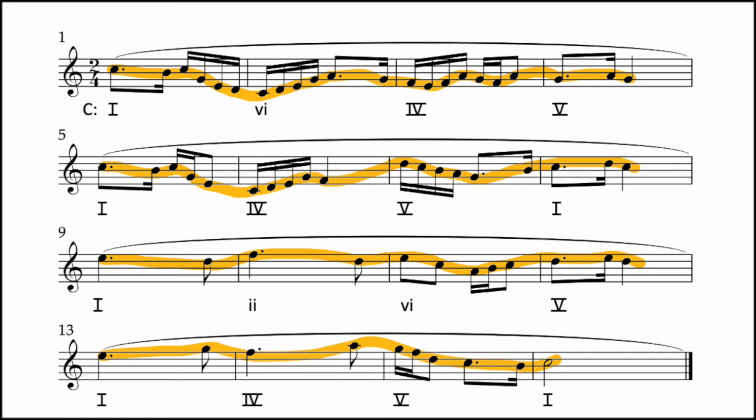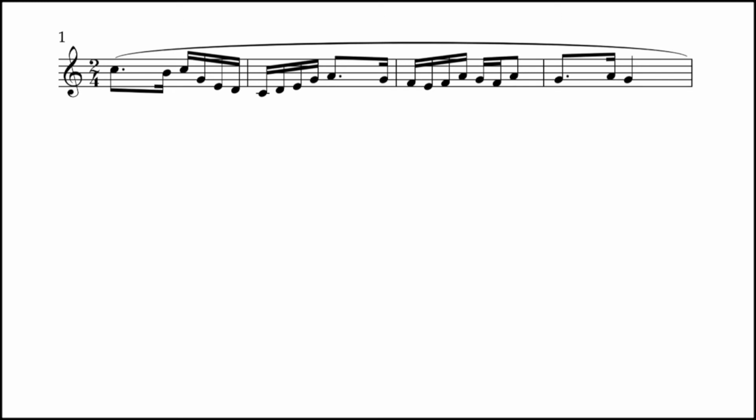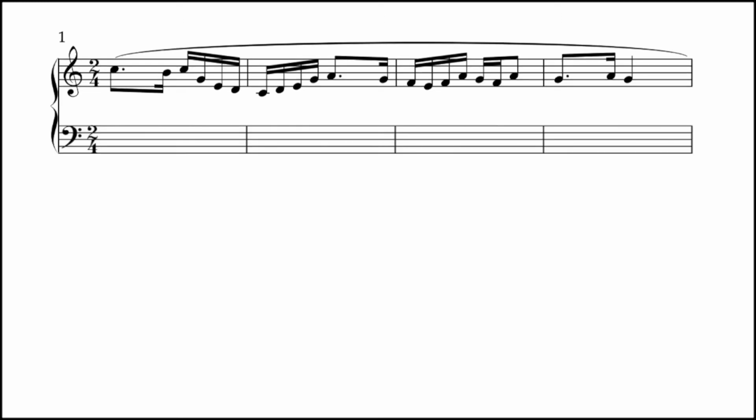As you would have discovered while learning about the classical era, one of the major differences between Baroque and classical music is the shift from a polyphonic texture to a homophonic texture. Now that we have a melody, we can create an accompaniment for it using the chords we set out in our harmonic structure. A popular accompaniment figure used during the classical era was the Alberti bass.